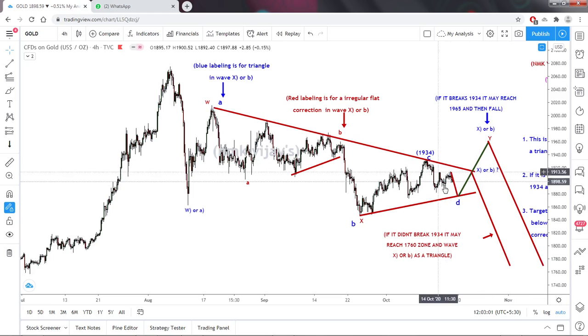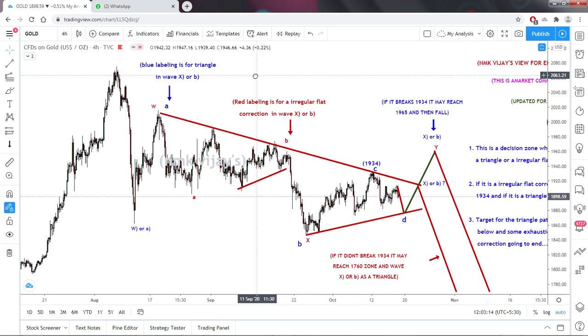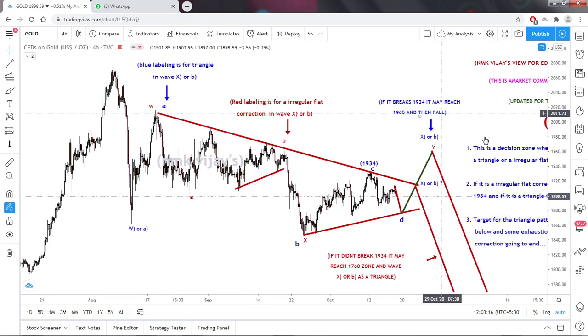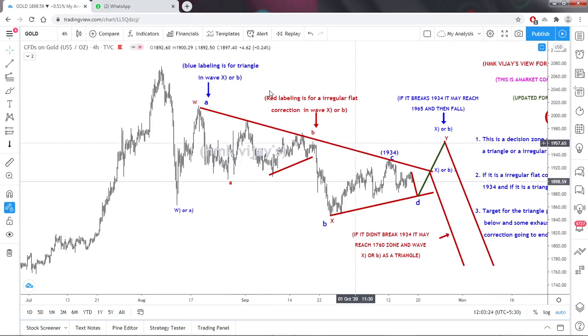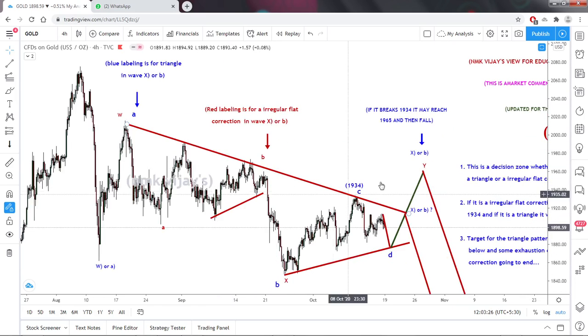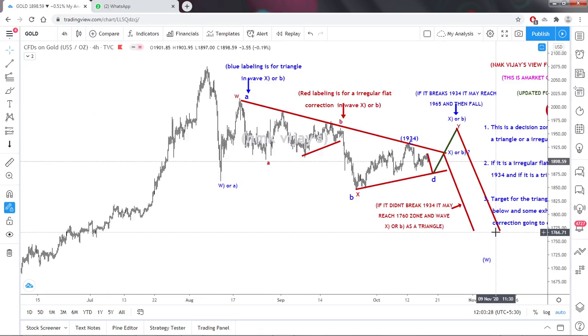So there are a lot of possibilities here, looking for the higher levels for the irregular flat, or if it is the end of the correction, B may do a bigger complex correction also. But either way, I am looking only for the downside, with 1760 as my target, or 1730 also. That is my target in either condition. These are the possibilities I explained here.